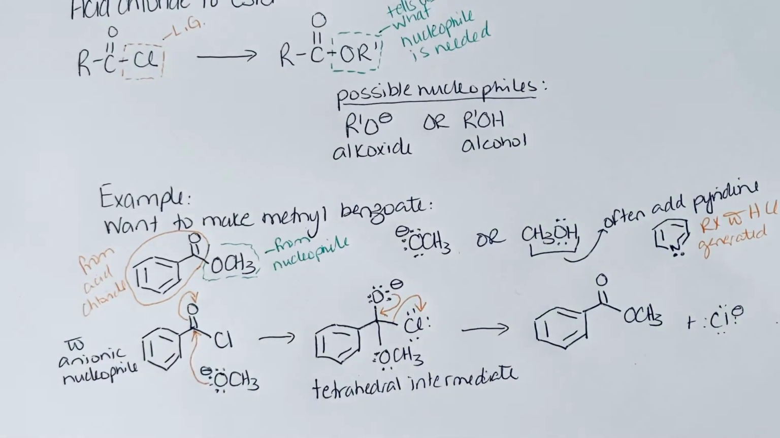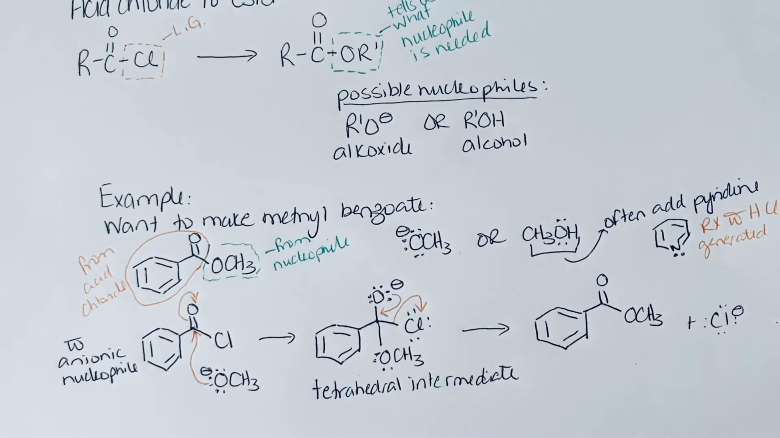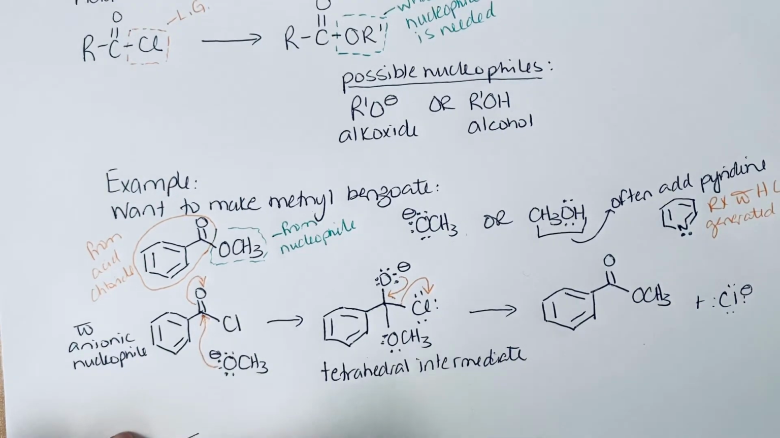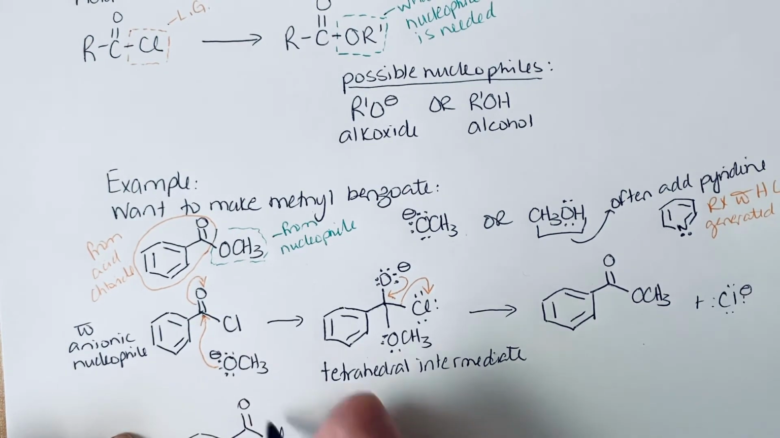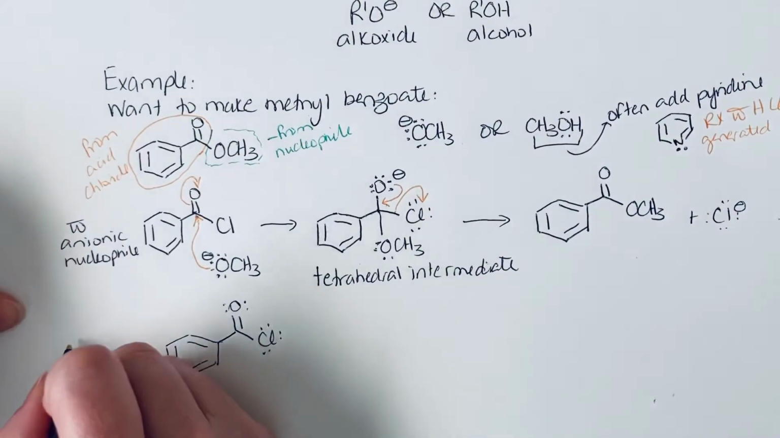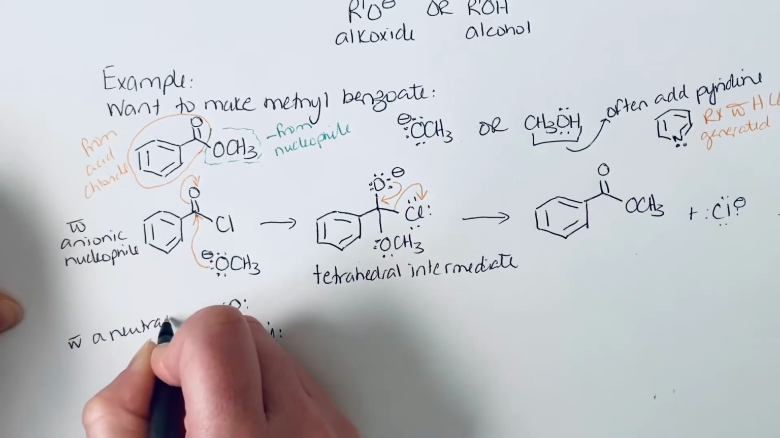So we're going to take a quick look at the mechanism with a neutral nucleophile. So it's pretty much exactly the same. The only thing is we're going to have an additional step to remove this proton because it wasn't removed before the reaction started. So let's take a look at that. So we would start with the same acid chloride. So there's our acid chloride. All right, so we'll say this is our reaction with a neutral nucleophile.